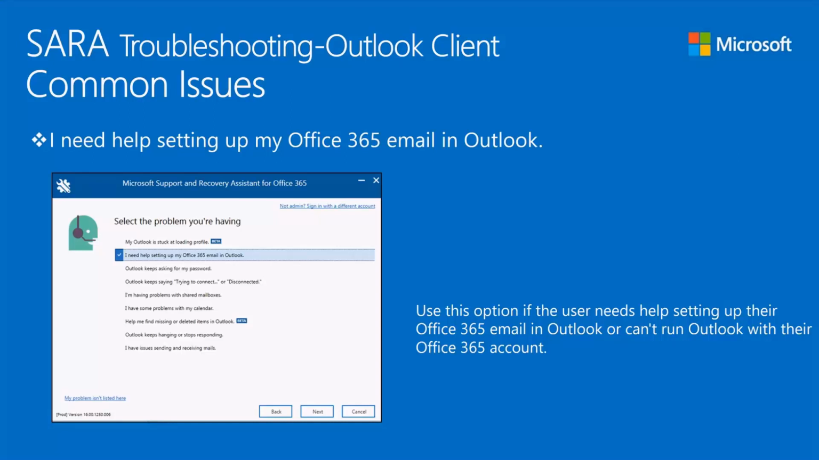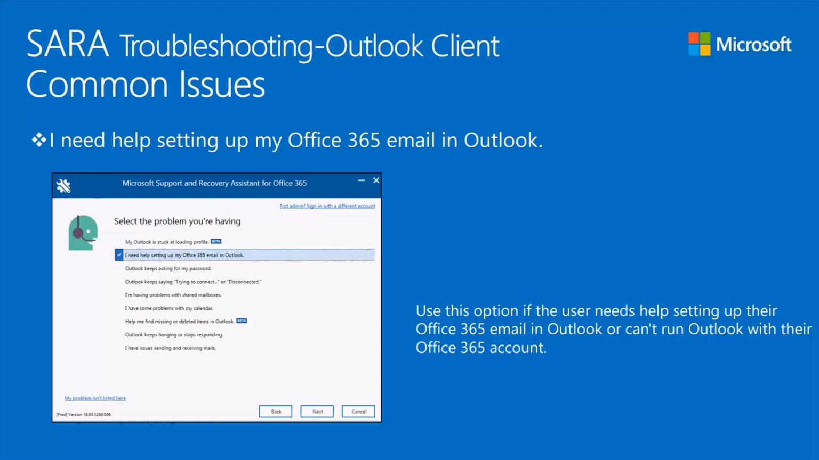Another common issue in the Outlook client that SARA can help us with is "I need help setting up my Office 365 email and Outlook." Again, saving a lot of work for the admins. This option is used if the user needs help setting up their Office 365 email in Outlook, or can't run Outlook with their Office 365 account.